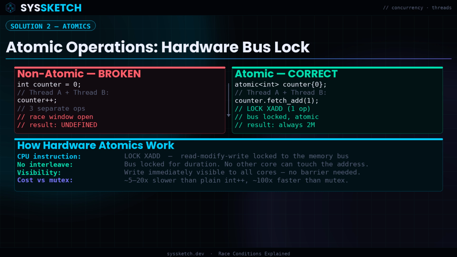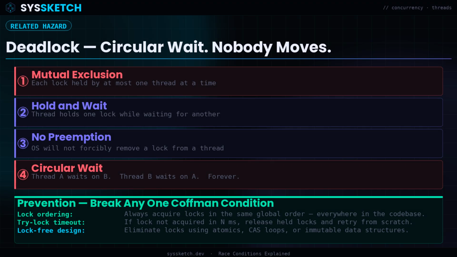Thread A holds mutex 1 and waits for mutex 2. Thread B holds mutex 2 and waits for mutex 1. Neither thread can proceed. The program freezes silently. Deadlock requires 4 conditions to hold simultaneously.